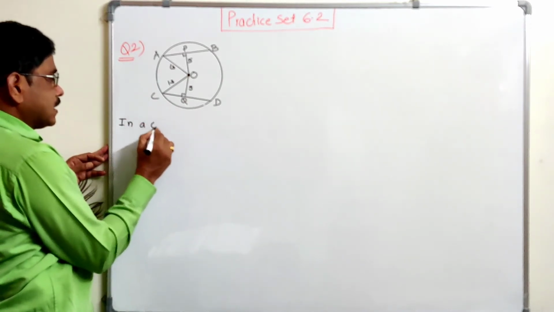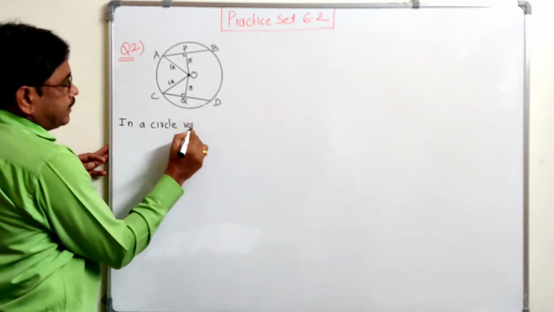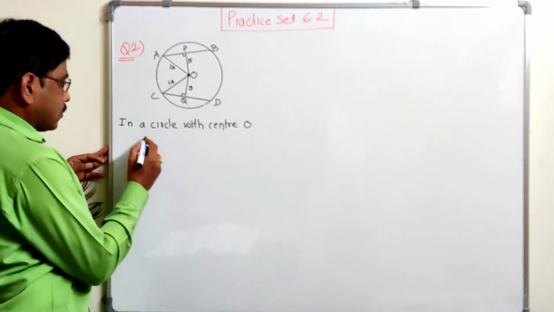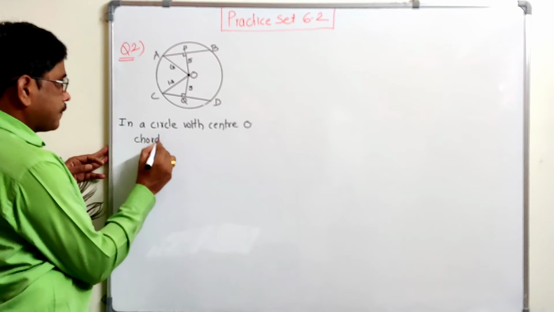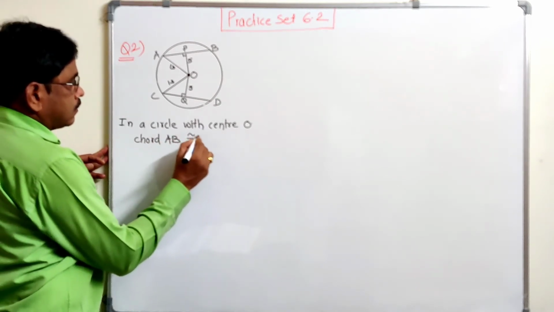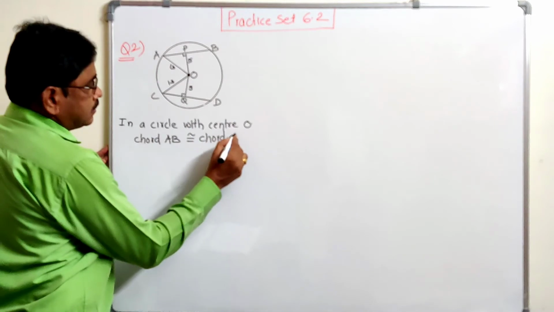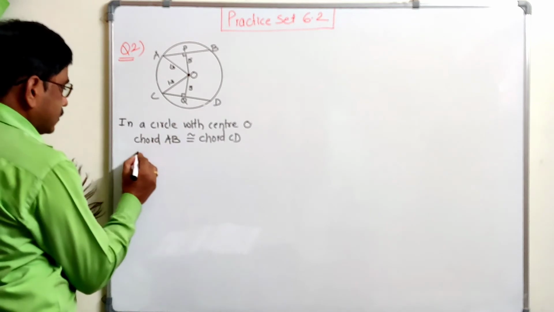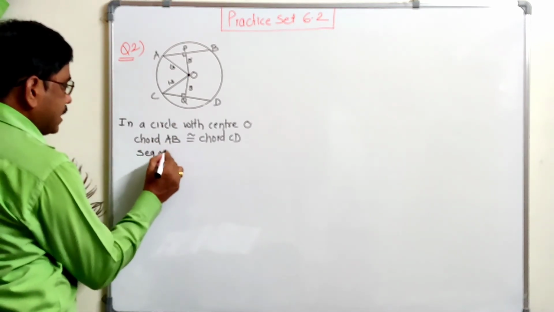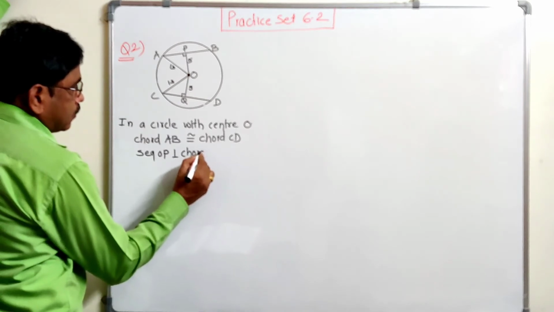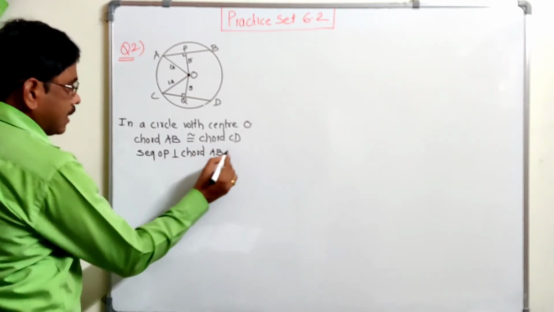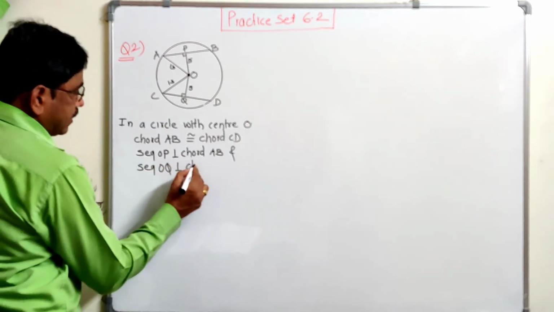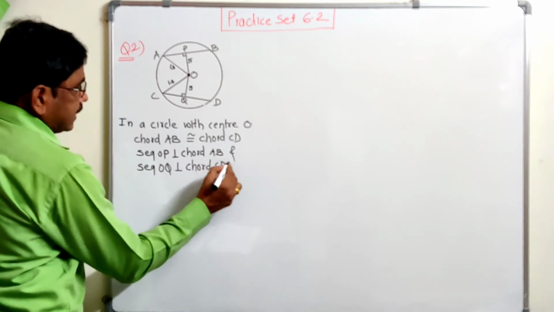In a circle with center O, chord AB congruent chord CD, both are congruent, that is given. Next thing, segment OP perpendicular chord AB, and segment OQ perpendicular chord CD.